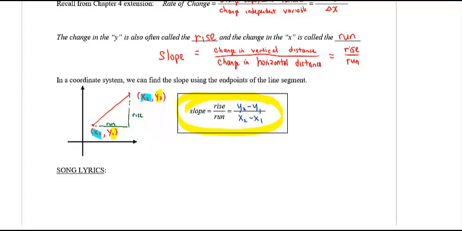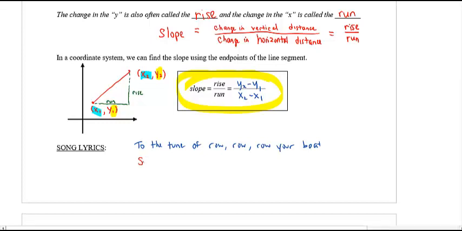It's the song lyrics to the slope formula. So this is to the tune of Row, Row, Row Your Boat. And I'd like you to copy this down because you're going to have to sing it too.